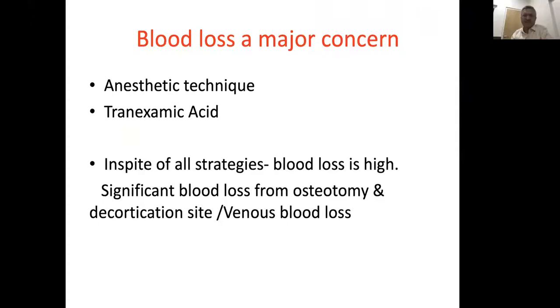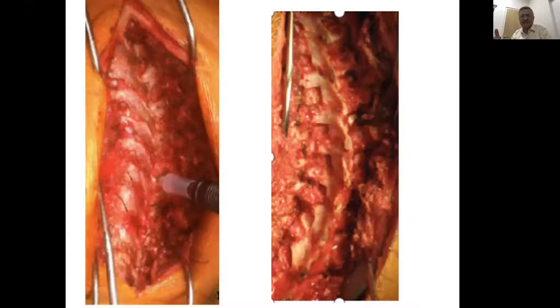As Bauk mentioned, one of the important contributors to blood loss is the osteotomy and decortication site and the venous blood loss. This picture is from the article which Bauk showed. As you can see, by using the ultrasonic bone cutter, you can do a facetectomy quite safely without any major issues, and the blood loss becomes significantly lesser.